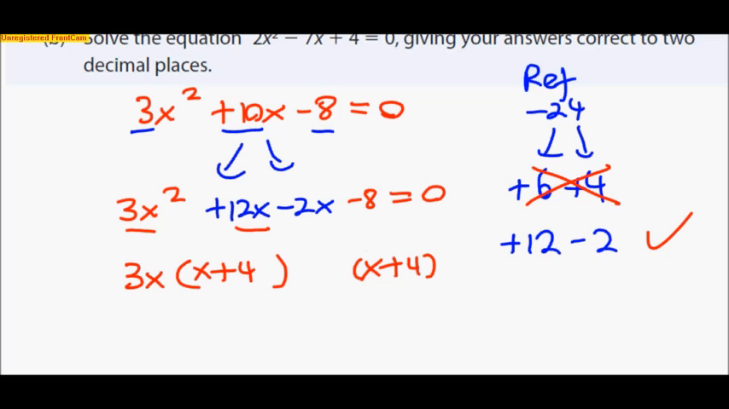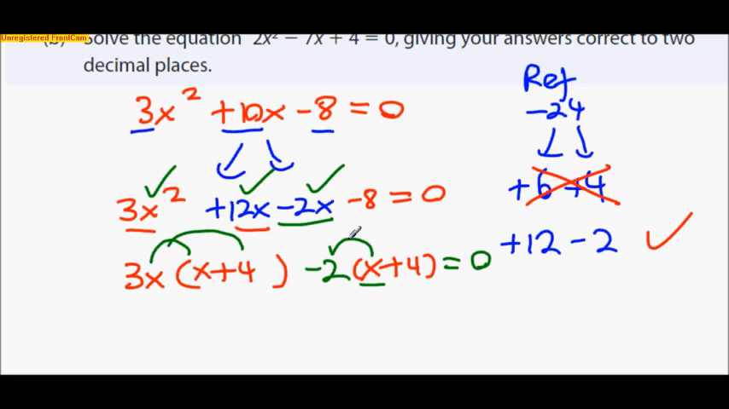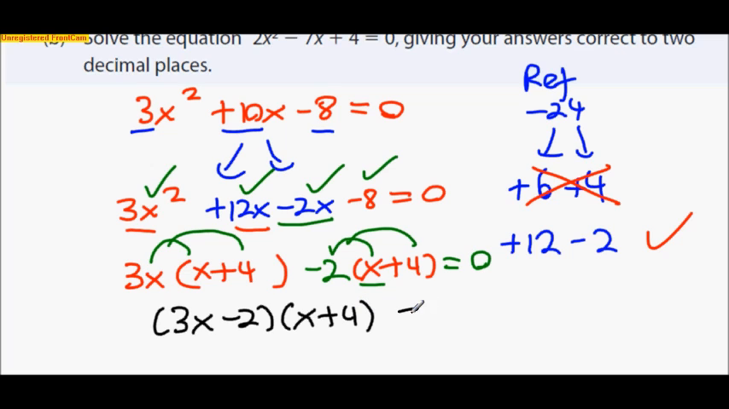So what number multiplies by x to give you minus 2x? And the answer is minus 2. Just check this to make sure that you've gotten the right answer. So 3x by x is 3x squared, 3x by 4 is 12x, minus 2 by x is minus 2x, and minus 2 by 4 is minus 8. So we know we're correct. Now to wrap up, what we can say next is 3x minus 2 into x plus 4 equals 0.